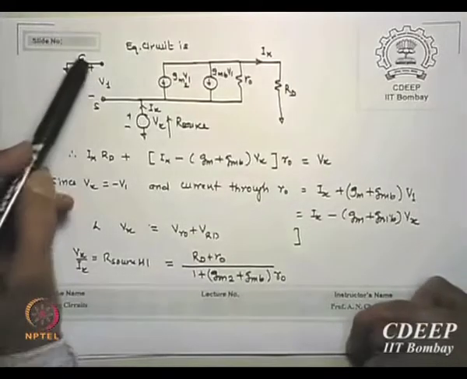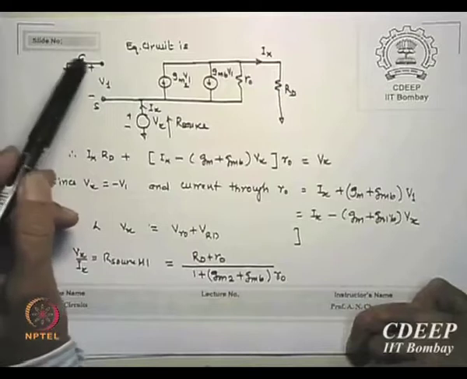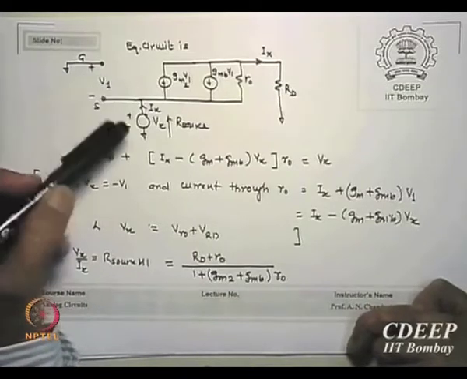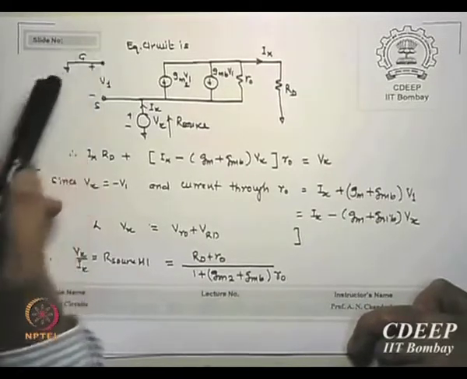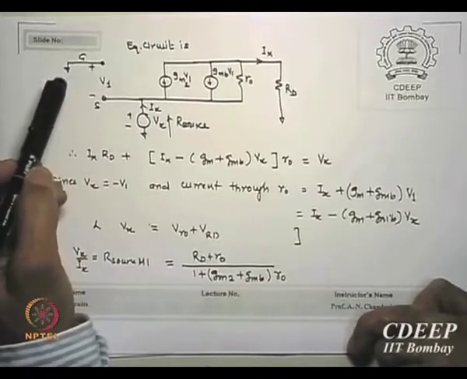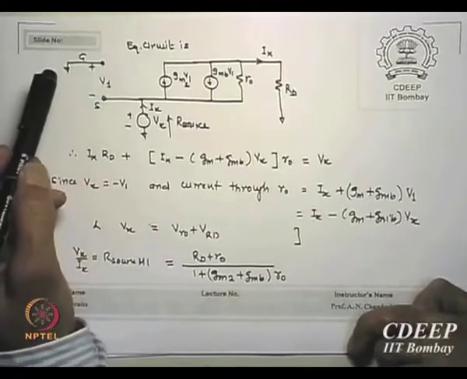Okay, please look at it. This is for my M2 that I am doing. The gate is grounded. Please look at the M2 with gate grounded, common gate.